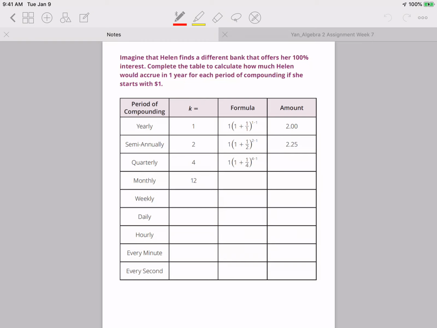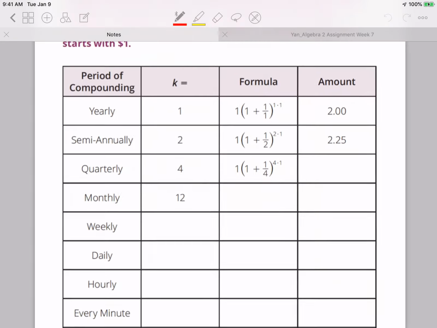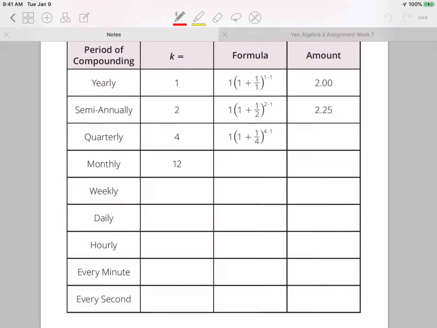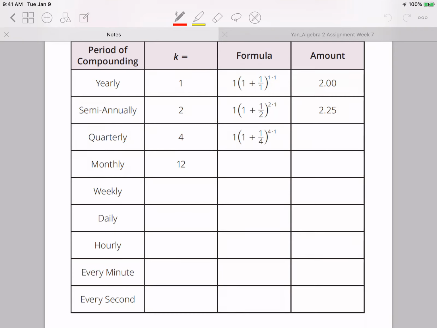Okay, this is too good to be true because if she put in $1, she would get back 100% of interest for the following year. They just want us to understand what happens if they're compounding differently. So first off, if it's yearly, that means our compounding would be 1 because it only happens once a year. Then we put that 1 again right here and right here.